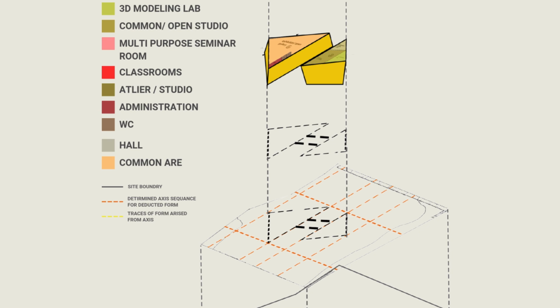By establishing a strict coordinate system across the site, we identified the primary traces for the form. This grid ensures that every edge of the building is a logical response to the site boundaries and the orientation of the surrounding urban fabric.